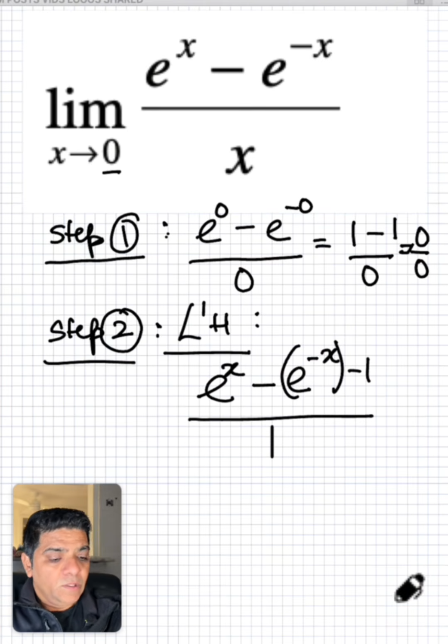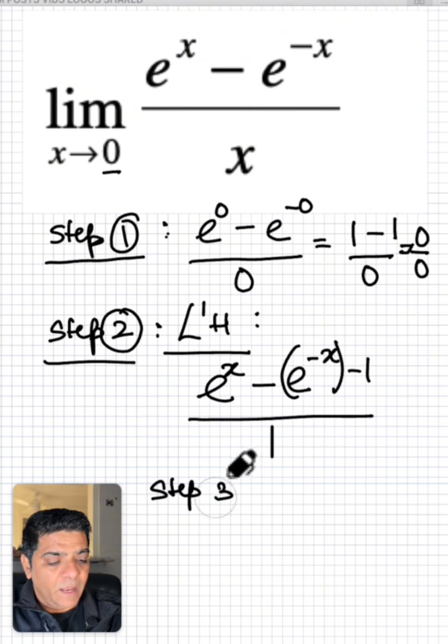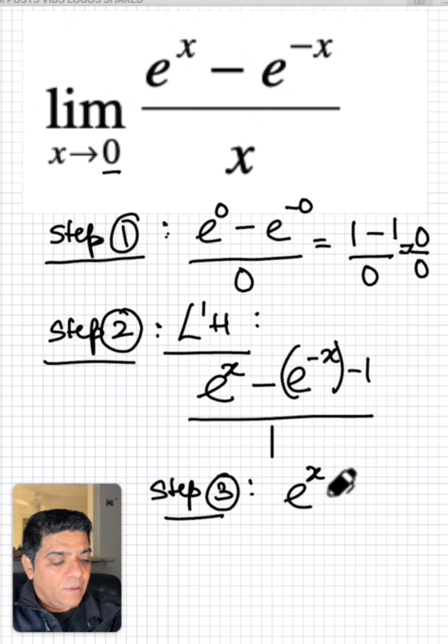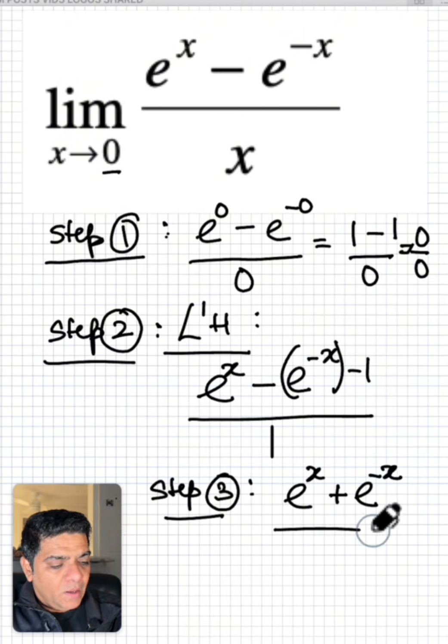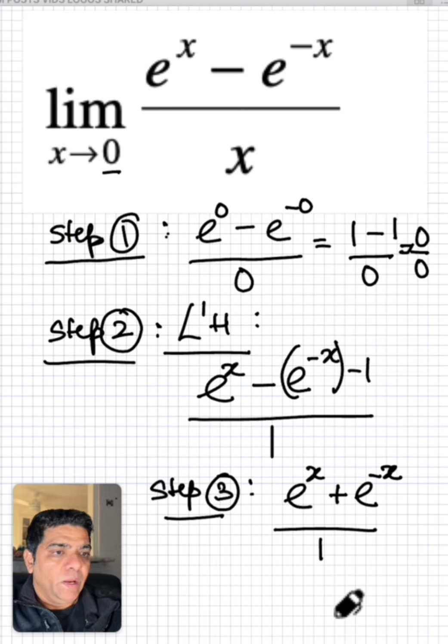Okay, so let's go ahead and, for our final step, see if this works. Now we do have e to the power of x. Negative times negative is positive, plus then we have e to the power of negative x, divided by 1. All right, let's keep going.